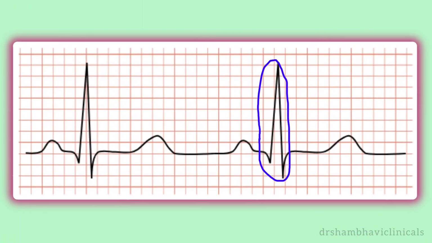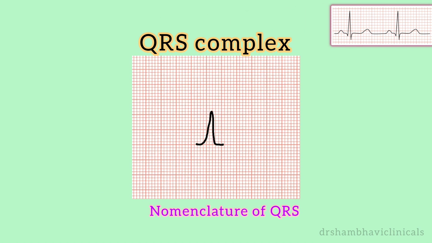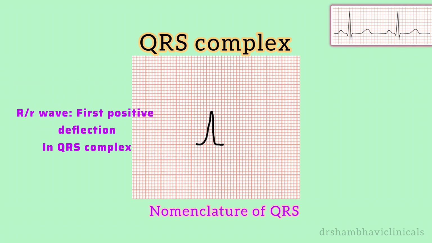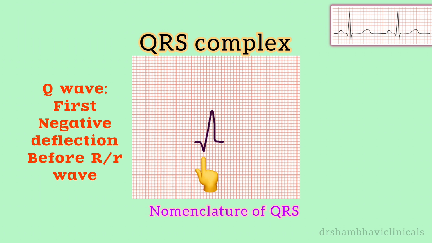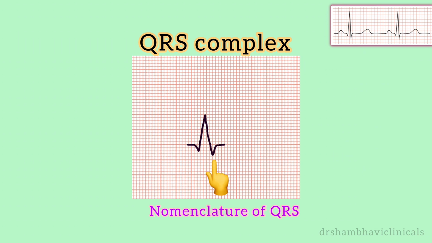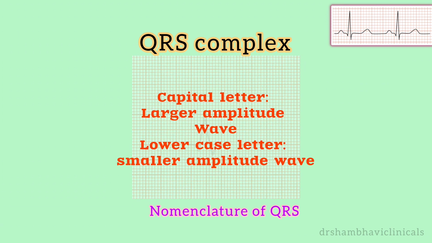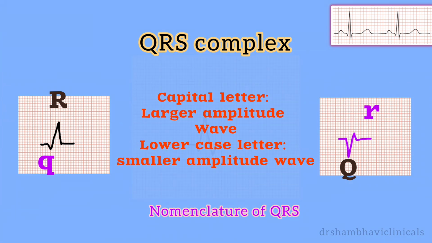Now look at this complex. This is called QRS complex. The nomenclature here might appear confusing, but it is actually very easy. Remember, the first positive deflection in the QRS complex is called R wave. The first negative deflection before the R wave is the Q wave, while the negative deflection after the R wave is called S wave. The capital letters of either Q, R, or S are used to denote waves of relatively larger amplitudes, and smaller letters are reserved for smaller waves.